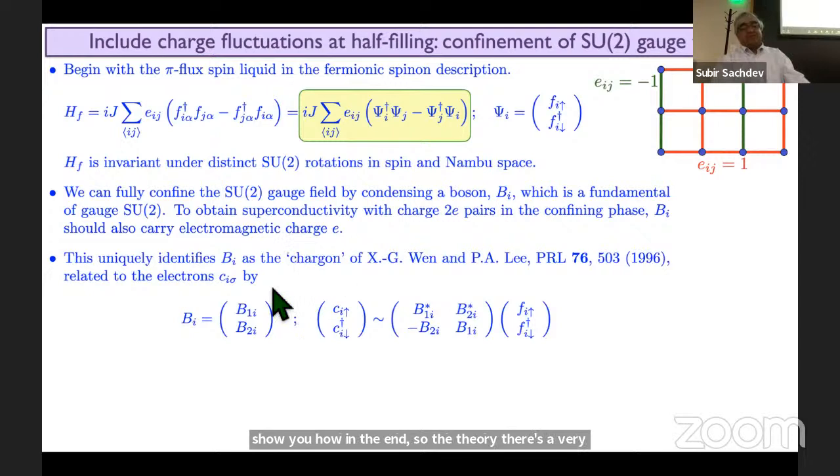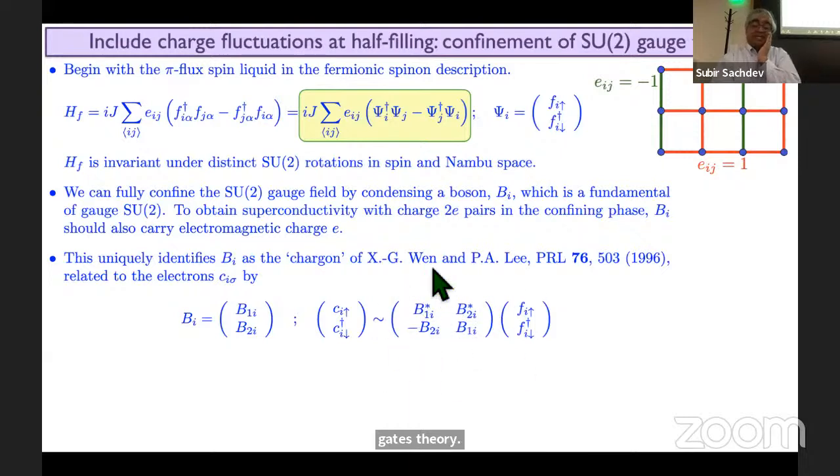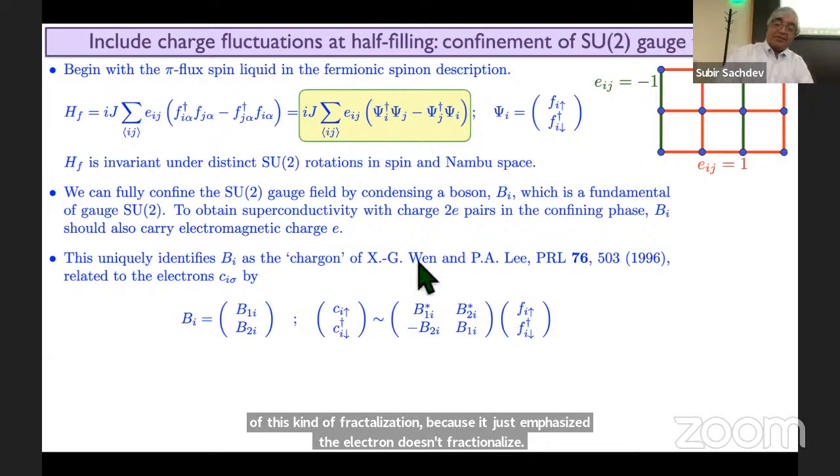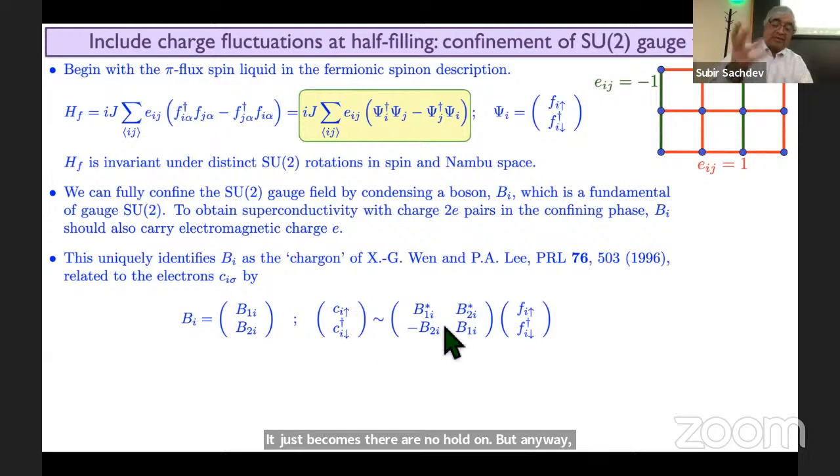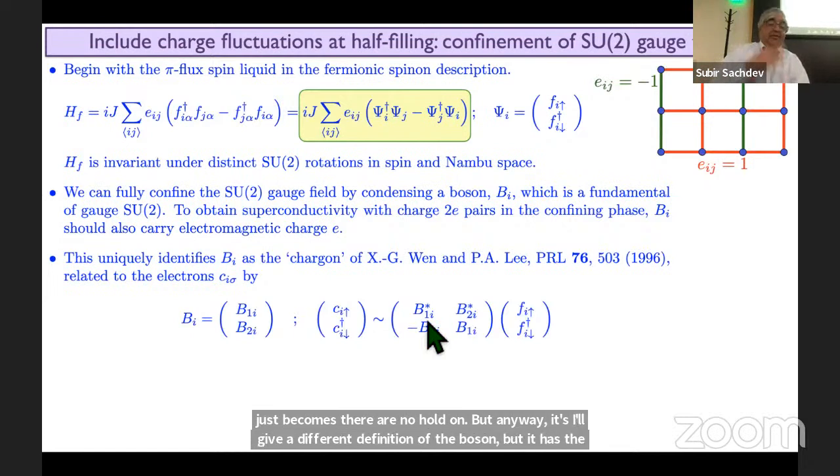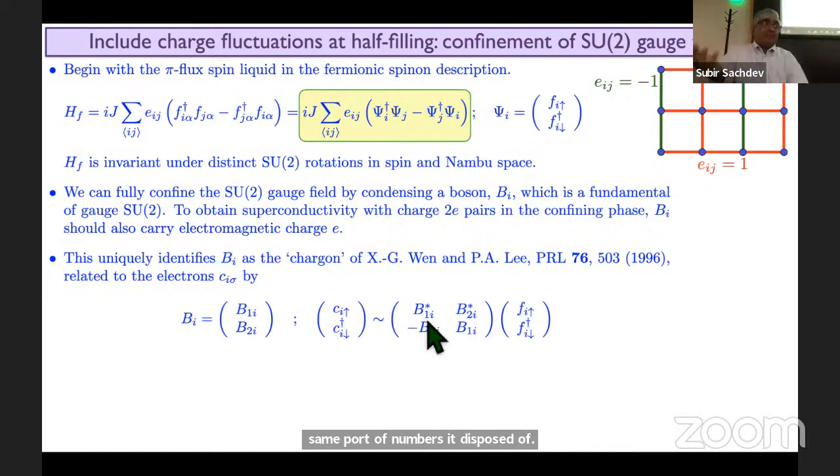And this boson has appeared in this work of Ben and Lee. It's basically the slave boson for the SU(2) gauge theory. When you take your electron and decompose it in this way, it has the same quantum numbers, but this is not a picture that I'm advocating in terms of fractionalization, because I just emphasize the electron doesn't fractionalize, there are no holons around. But anyway, it's a boson, I'll give a different definition of the boson, but it has the same quantum numbers as this boson. Okay. So right now, the only thing that's going to matter are the quantum numbers in the symmetry operations.